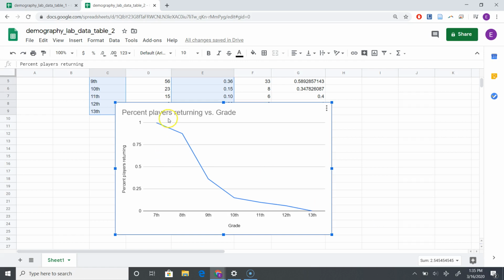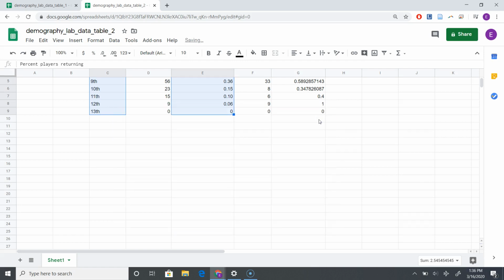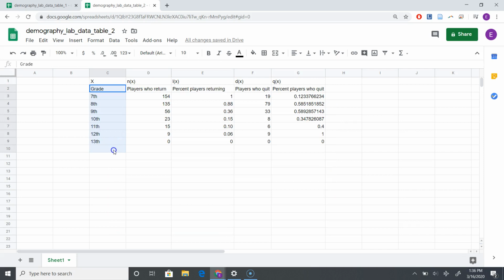Let's do another one. This tells us perhaps some interesting information. There's a pretty sharp drop-off here between 8th grade and 9th grade, which is kind of interesting because, again, these things can tell you about an organism's life strategy. So what does this tell you about the life strategy of people trying to play sports in junior high versus high school? Probably something.